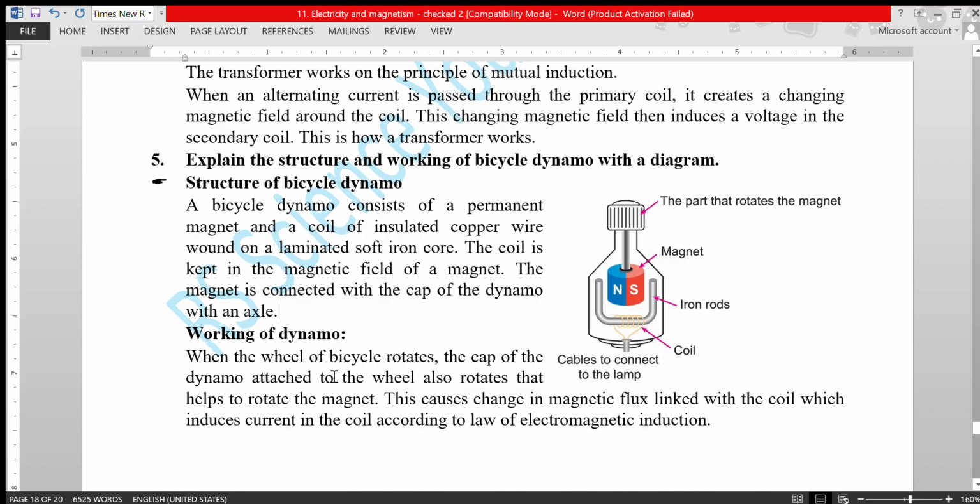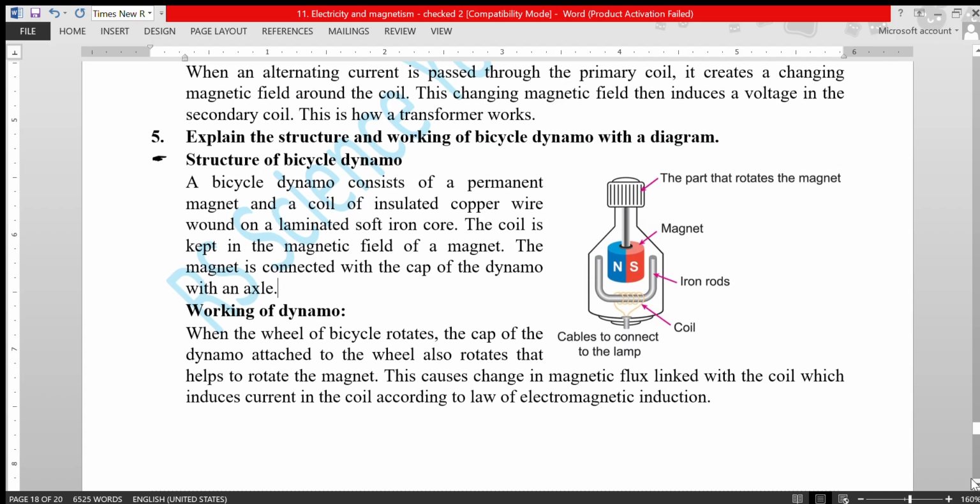Working of dynamo. When the bicycle wheel rotates, the cap of the dynamo attached to the wheel also rotates. That helps to rotate the magnet. This cap of dynamo rotates when wheel rotates. Then magnet also rotates. This causes change in magnetic flux linked with the coil, which induces current in the coil according to law of electromagnetic induction.